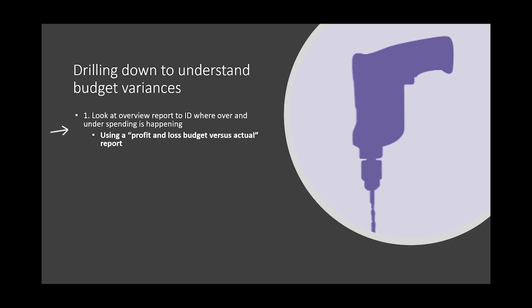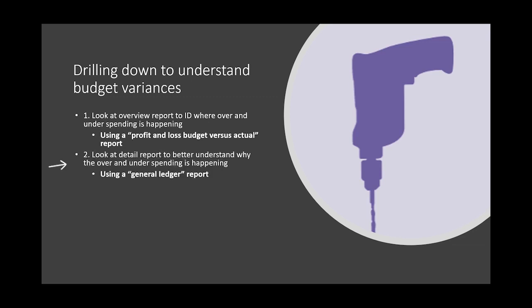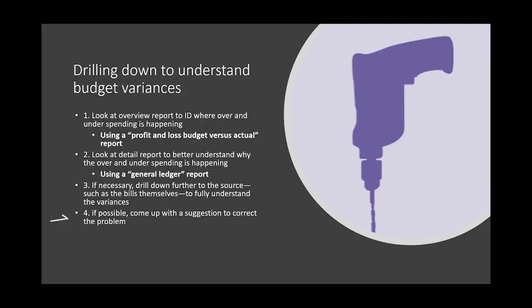Step 1, use the profit and loss budget versus actual report to identify areas where overspending and underspending is taking place. Step 2, use the general ledger report to try to understand why the over and underspending is happening. Step 3, if necessary, drill down further to the source, such as the bills themselves, to fully understand the variances. And step 4, if possible, come up with a suggestion to correct the problem.